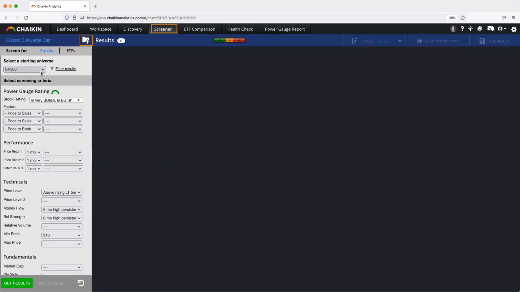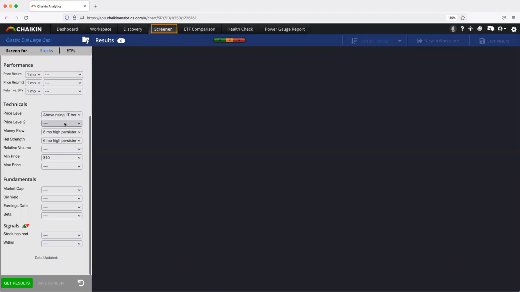Let's go through each of the criteria that has now been selected. Starting universe first. This starting universe is chosen the S&P 500. Look, we're looking for classic bulls that are large caps. The S&P 500 is a great starting universe for large cap stocks, right? So that's where we're looking, in the largest 500 stocks in the US stock market. A stock rating, bullish and very bullish. For our bullish screens, you will find that we are typically looking for bullish and very bullish rated stocks from our power gauge rating.